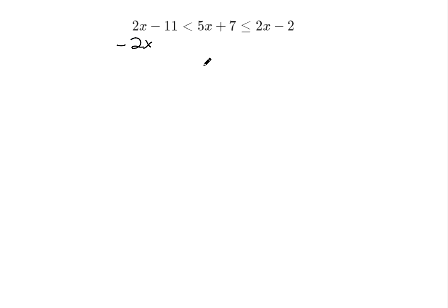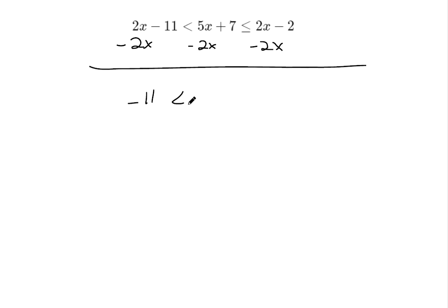You know, when you subtract 2x from both sides of an equation, you do it twice, right? But we said there's 3 sides to this one. There's a statement here, and a statement here. So I'm going to subtract 2x. To keep it balanced, I'm subtracting it from all of those places. So when you do that, you get -11 is less than 3x plus 7, which is less than -2.